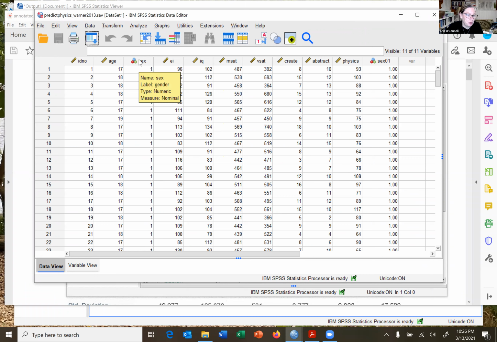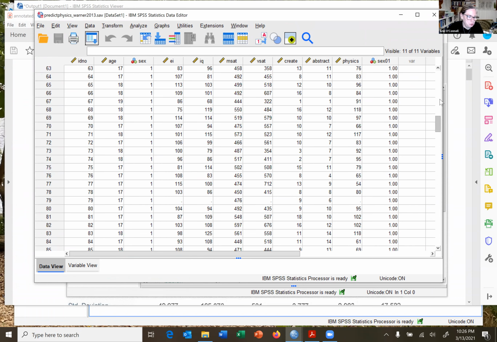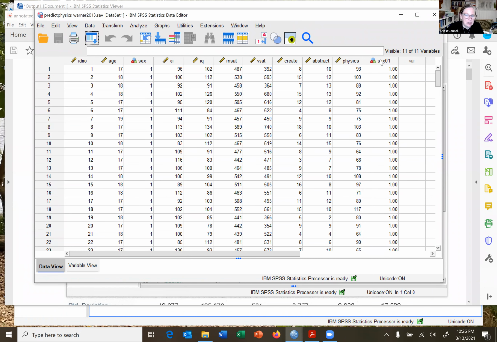Our physics data, like I said, has a whole collection of variables here. Two of them that I want to make sure you're familiar with: the categorical variable. We have one categorical variable called sex, which is coded as 1 for males and 2 for females. And I recoded that as a dummy coded variable, which we've done repeatedly in regression, with a 1 for males and a 0 for females.